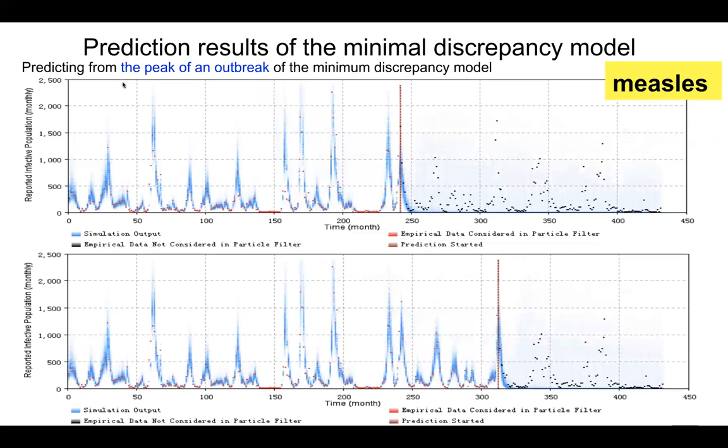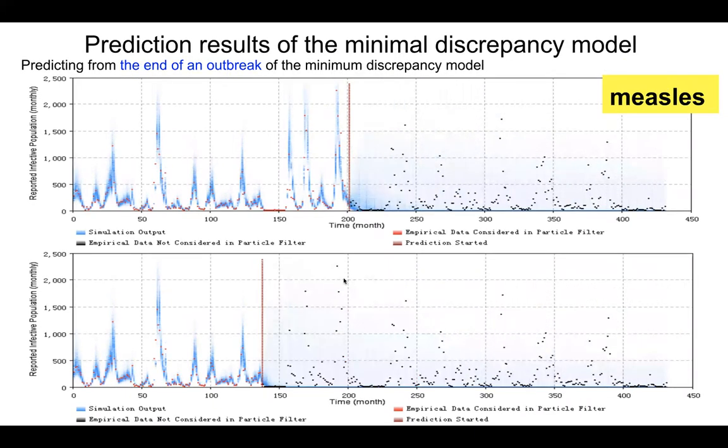And the second category is what if the projection starts at the peak of an outbreak? Similarly, we have done two experiments. Both experiments show that the particle filtering model is able to project when the projection starts at the peak of an outbreak. And then the particle filtering model successfully projects that in the future, the outbreak will decrease accurately.